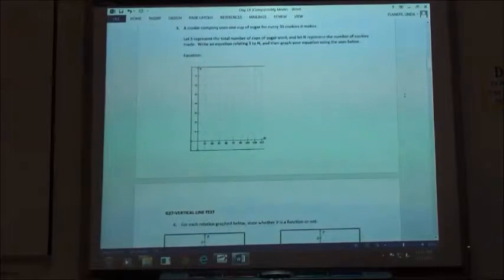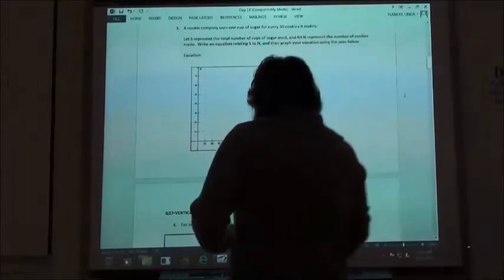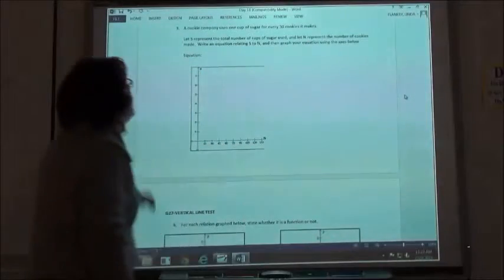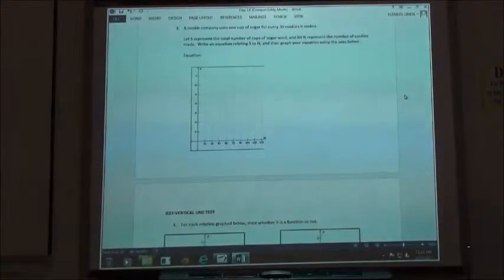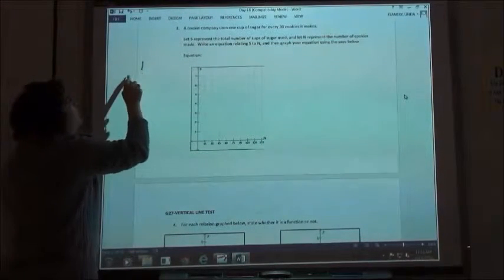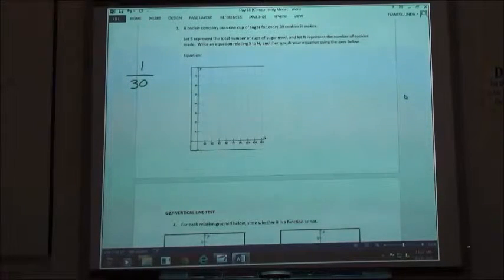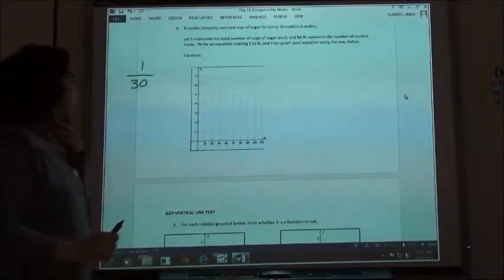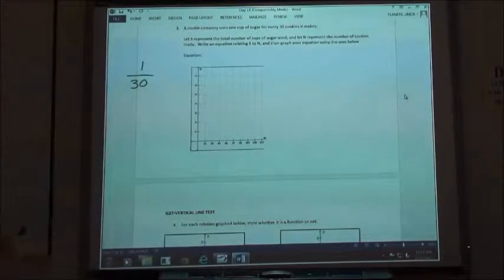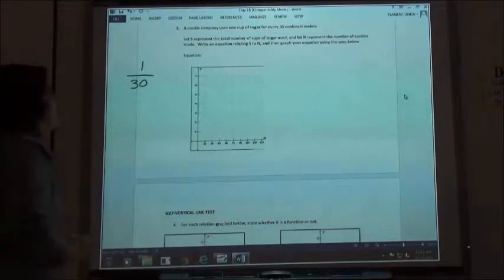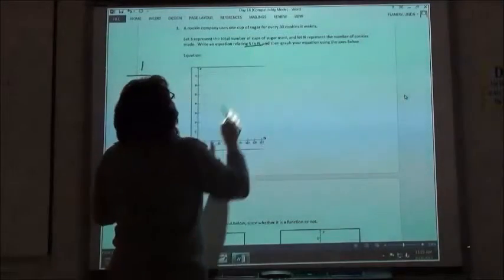Now number 3 is a tricky one, and that's why I wanted to put this example on here. It says a cookie company uses 1 cup of sugar for every 30 cookies it makes. 1 cup of sugar for every 30 cookies it makes. 1 out of 30. Let S represent the total number of cups of sugar. Let N represent the number of cookies. Write your equation relating S to N.